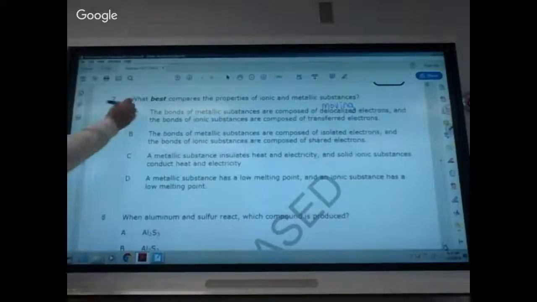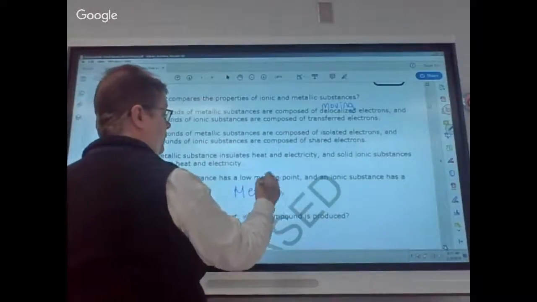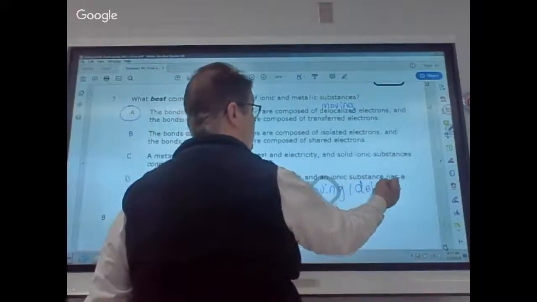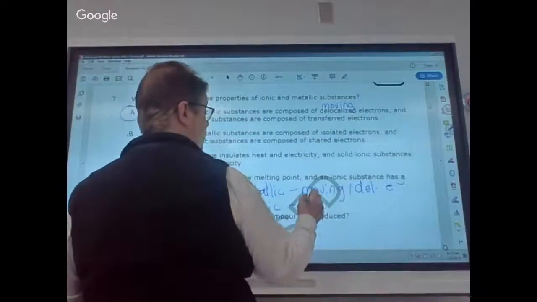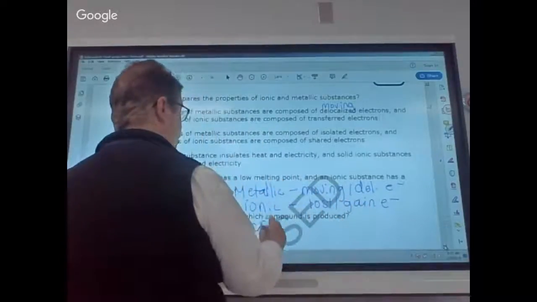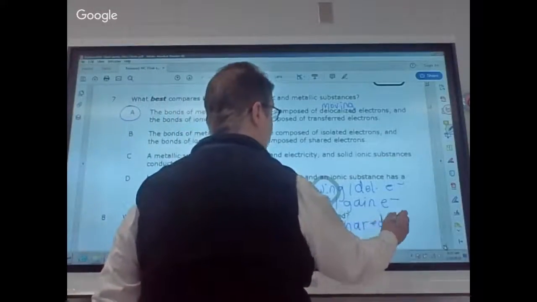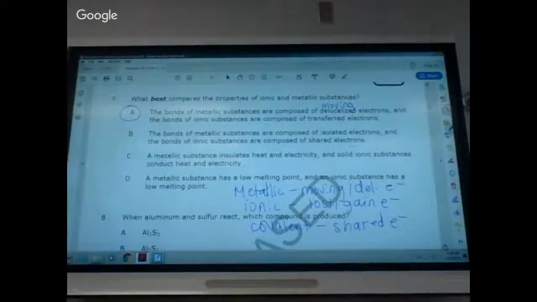All right, first of all, those of you who forgot, metallic has moving or delocalized electrons. Ionic has transferred or lost or gained electrons. Covalent has shared electrons. Those are the basics. Okay? That's the absolute minimum you need to know. Now, when it talks about these properties up here, who conducts heat and electricity?